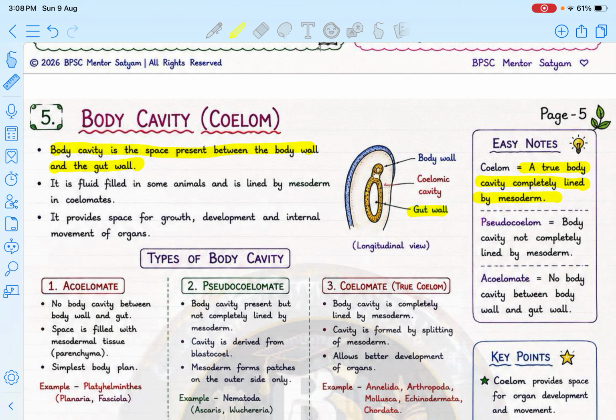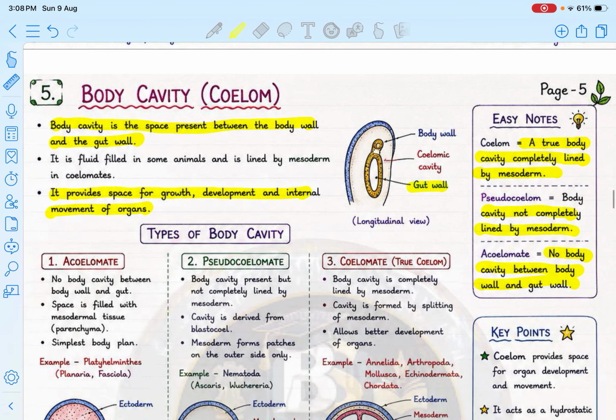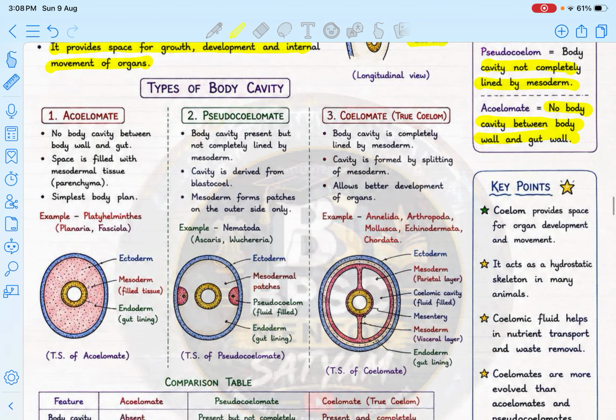And pseudocoelom is what? That body cavity not completely lined by the mesoderm. And acoelomate is that there is no body cavity between the body wall and the gut wall. It is fluid filled in some animals and is lined by the mesoderm in coelomates. And next, it provides space for the growth, development, and internal movement of the organs. Now let's discuss various types of body cavity.